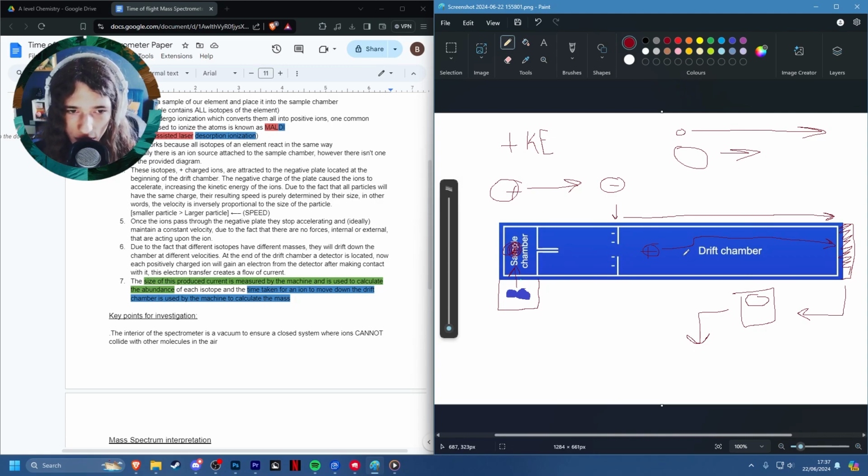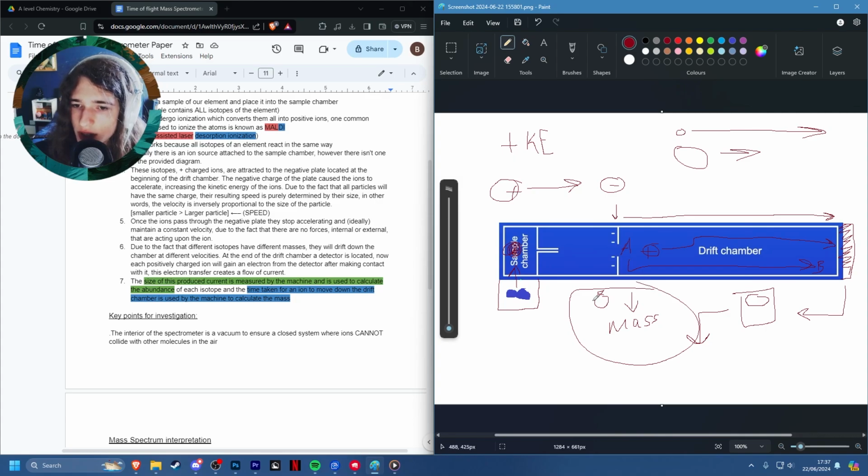And then we have also measured the time for our ion to move down the drift chamber. Essentially, the time is recorded by the machine, and then we use that time to calculate the mass. So the time will calculate the mass. The time for the ion to move from point A to point B is going to be used by the machine to calculate the mass.